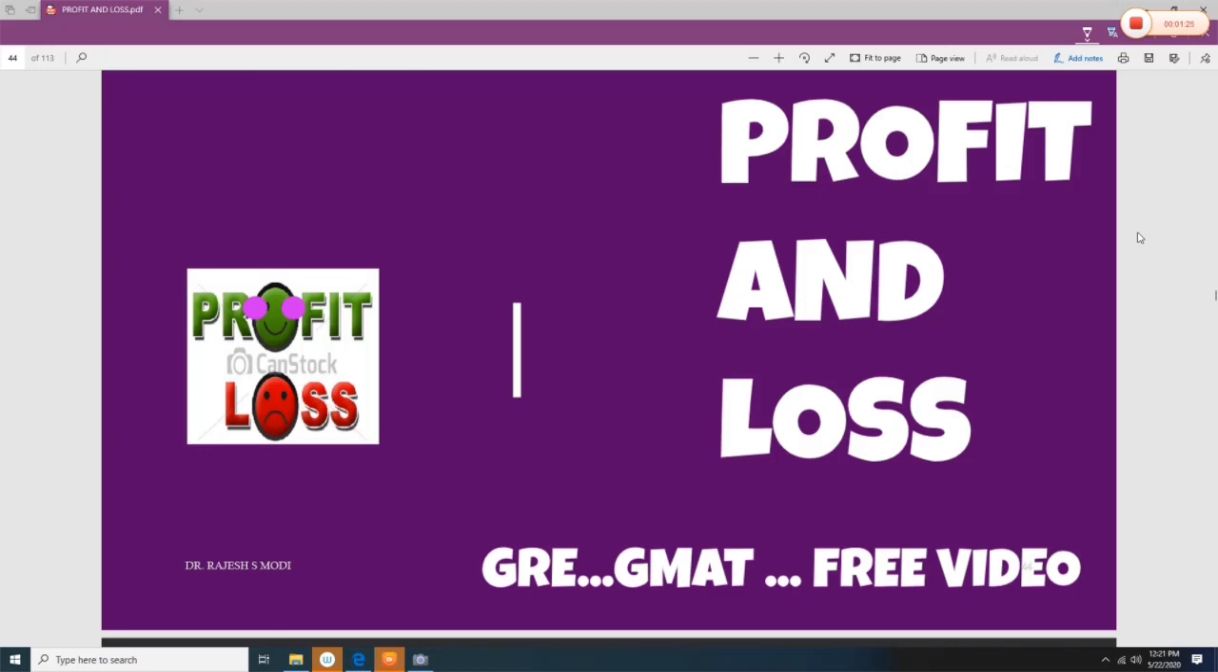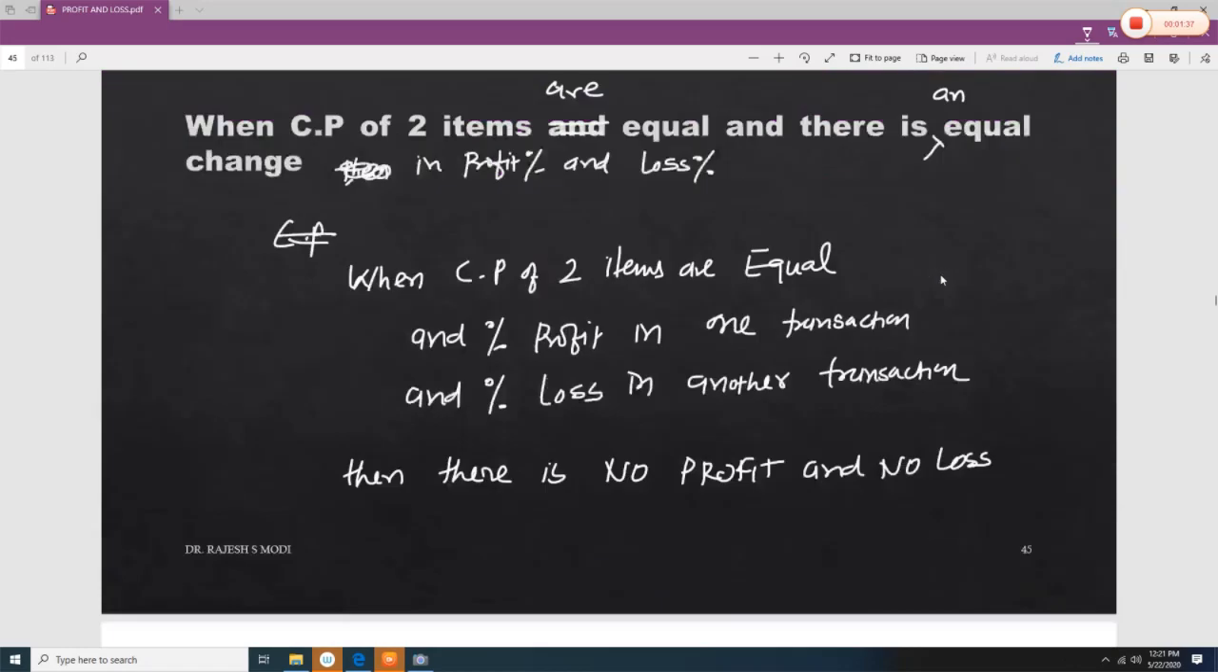Plus we are also going to find out the cost price when the selling price is given, and we are going to find out the selling price when the cost price is given, with the help of the whole value. So let's start the example.